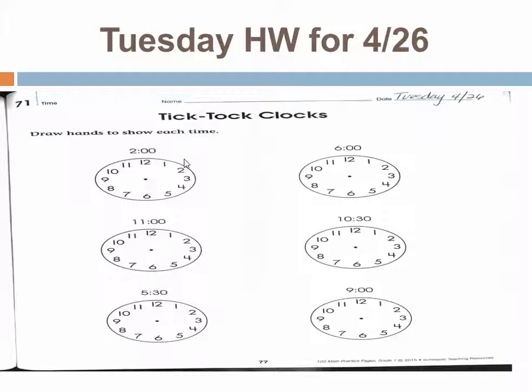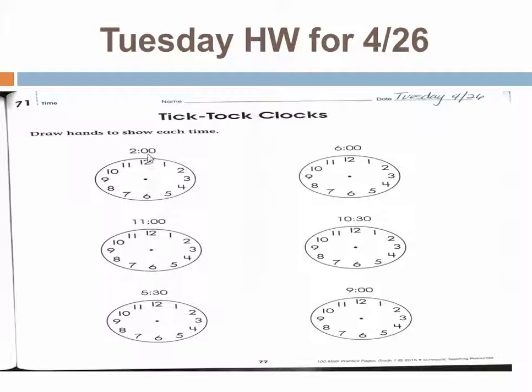And for this worksheet, you are going to draw the hands to show the time that they have put on the top. So for 2 o'clock, anytime that you see 00, the minute hand should be pointing to 12. Anytime you see 30 minutes, the minute hand should be pointing to 6. And the hour is always the first number given.